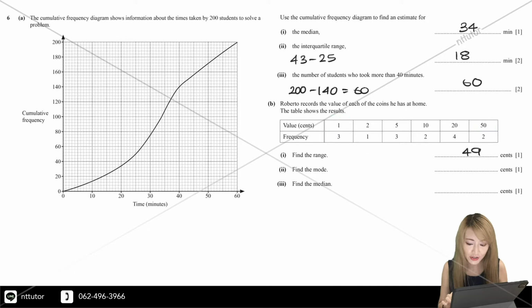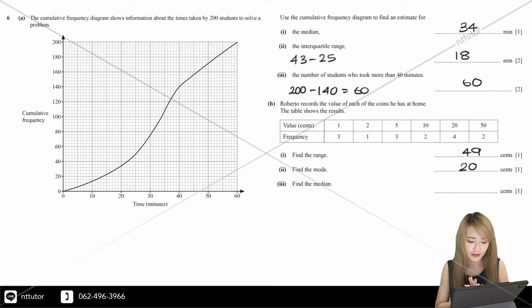2. Find the mode. The mode is the most common one. So the most common coin in this case is the 20-cent coin because we have 4 of those. Right, so the mode is 20 because 20 has the highest frequency. 3. Find the median. So the median is the middle one, right? If we put all the coins in order from smallest to biggest, the median is the middle one.